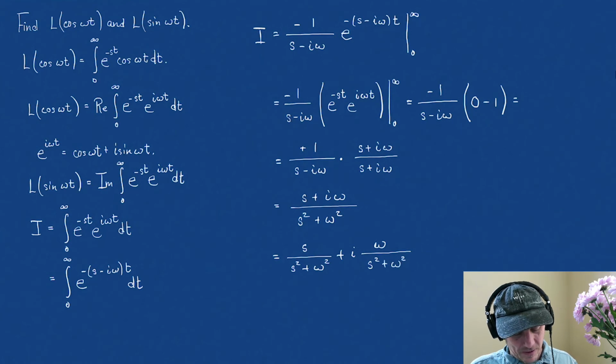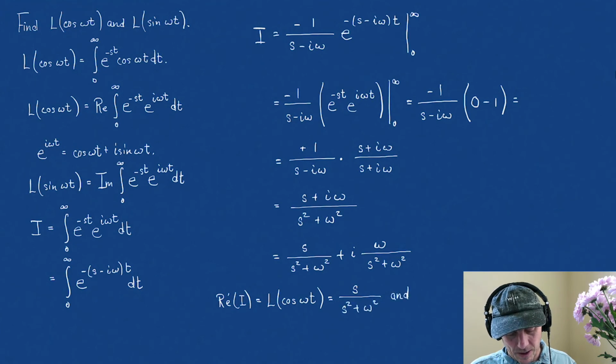So we can say that the real part of our integral I, that we already said what that was. We said that's the Laplace transform of the cosine of omega t, and from just this line above we also found out that that is s over s squared plus omega squared.